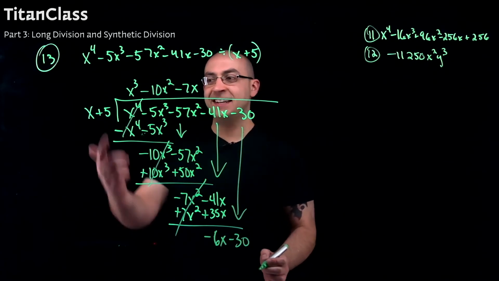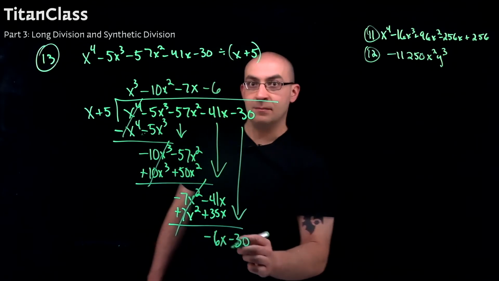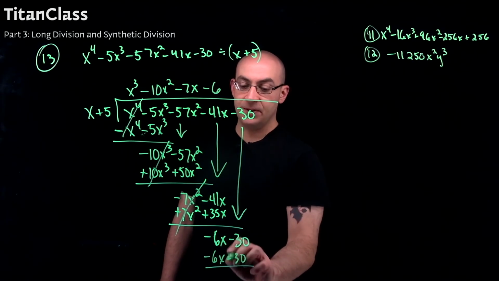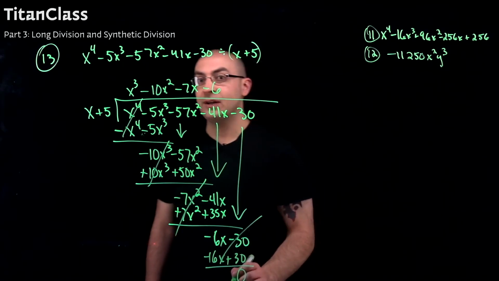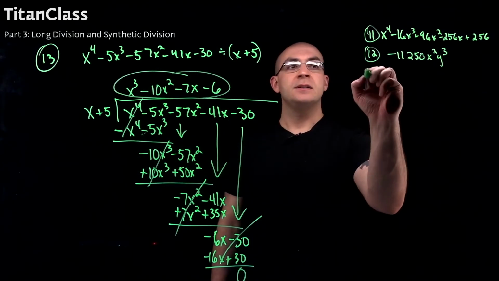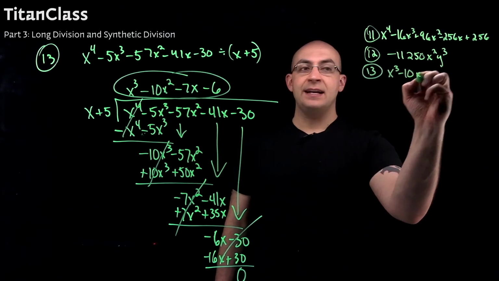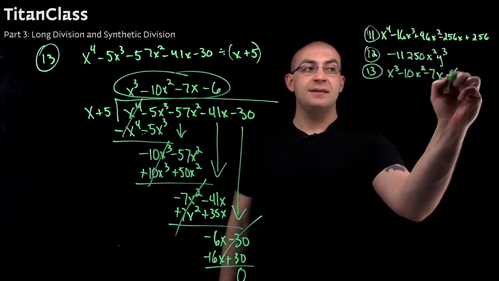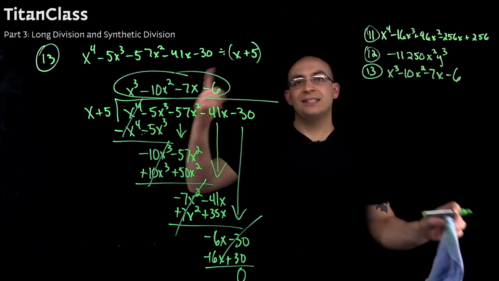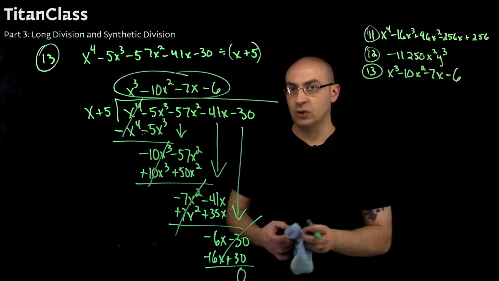Start the process again. How many times does x fit into negative 6x? Well, it fits in negative 6 times. Multiply through, negative 6x minus 30. Change both signs, both cancel, remainder of 0. Final answer is the quotient up top. Number 13 is x to the third minus 10x squared minus 7x minus 6. Done. Okay? Long division, it's just the process being like cyclical, like a cycle, right? Over and over and over again.